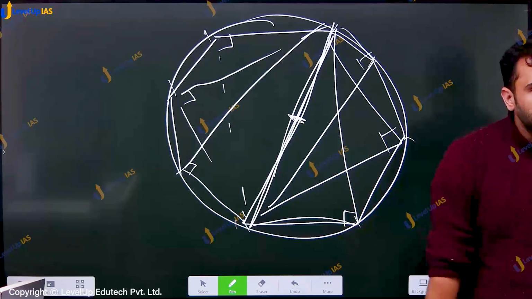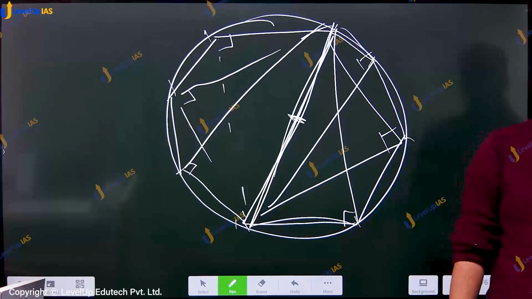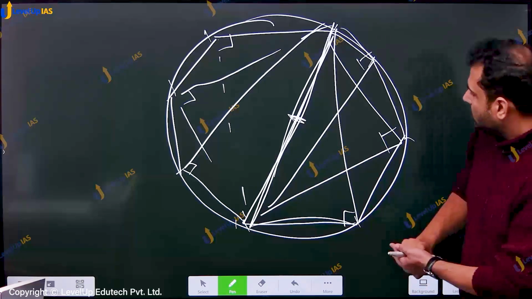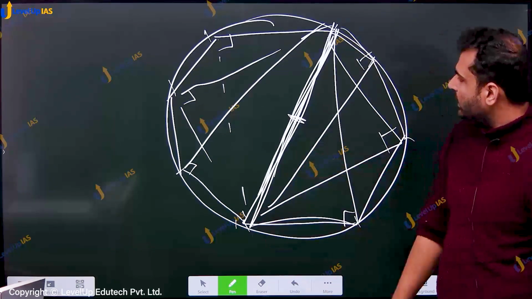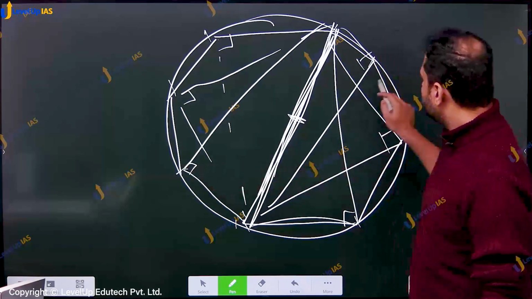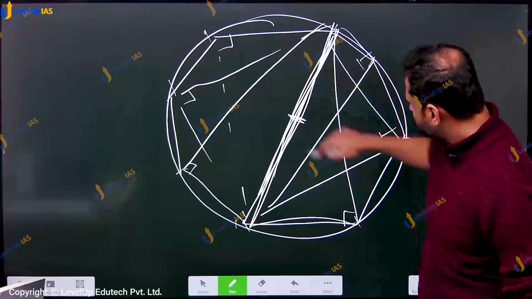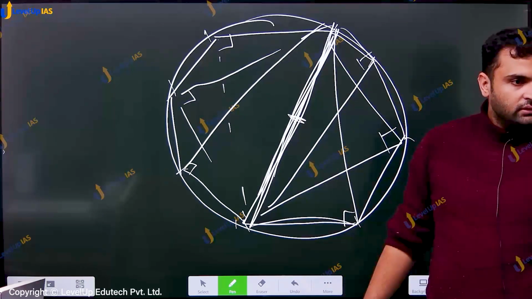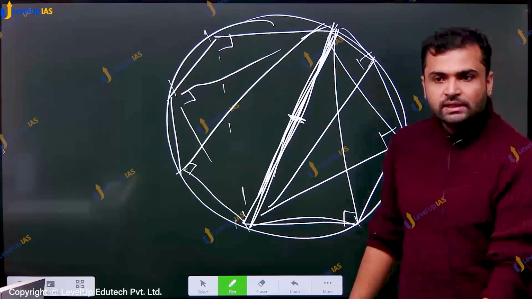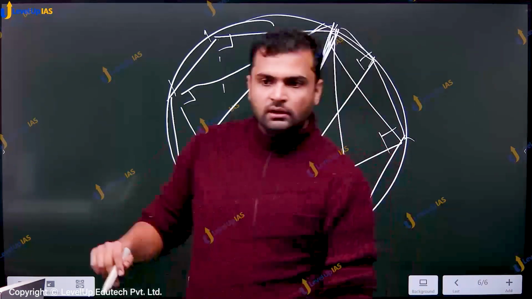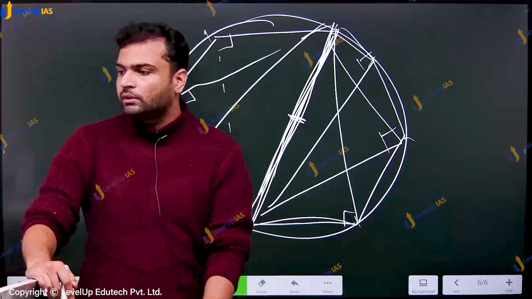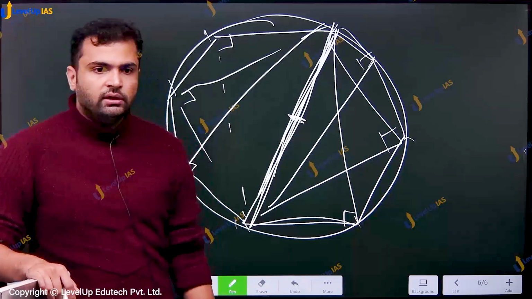How many diagonals are there in a regular octagon? ये एक diagonal है. This is one diagonal. This is another. This is third. This is fourth. There are 4 diagonals. For each diagonal I have 6 right angle triangles, and for 4 diagonals I will have 24 right angle triangles.